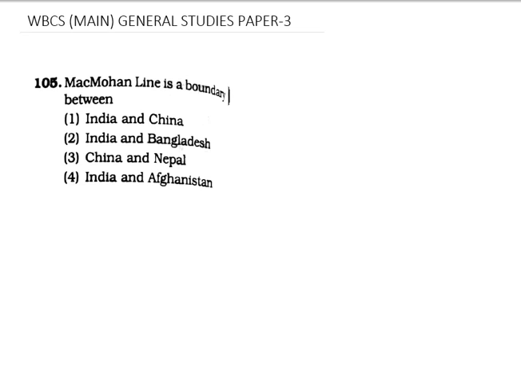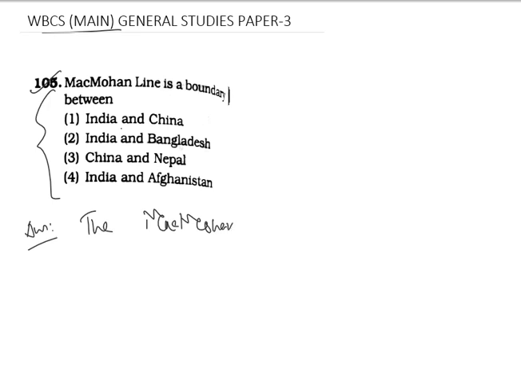Hello, today we are going to answer one question from WBCS Men's General Studies Paper 3. So let's see what is in it. McMahon Line is a boundary between India and China, India and Bangladesh, China and Nepal, or India and Afghanistan. So among these given four options, we need to find the correct one. So let's get into the answer.